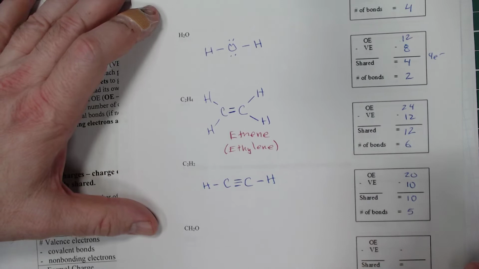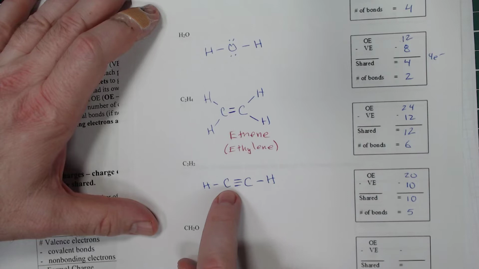All right, and if we check, each of the hydrogens has a bond, so those are good. And then the carbons each have 4 bonds, so that's 8 electrons around each of those. So that is our valid Lewis structure for that.